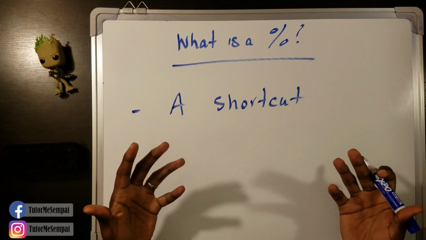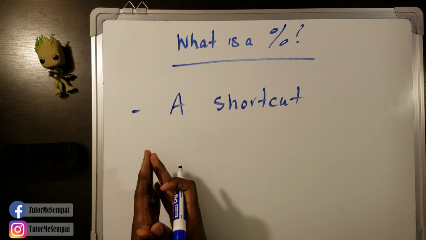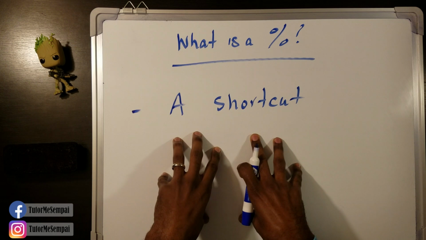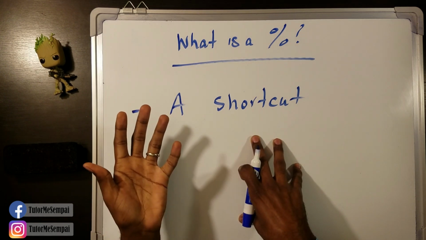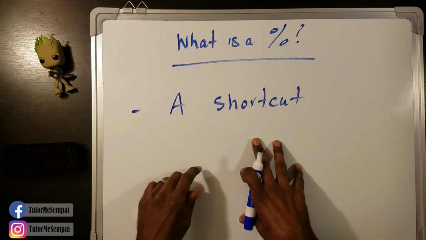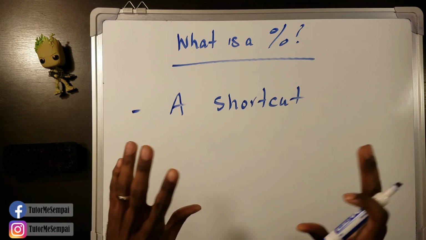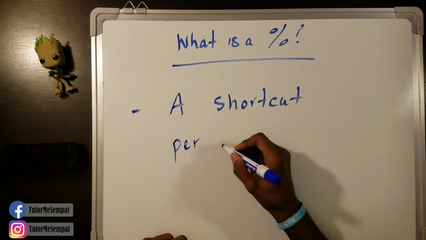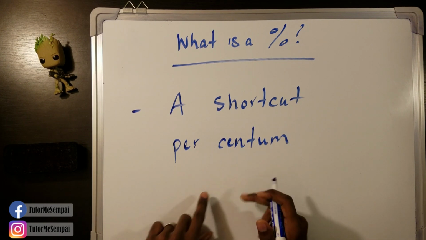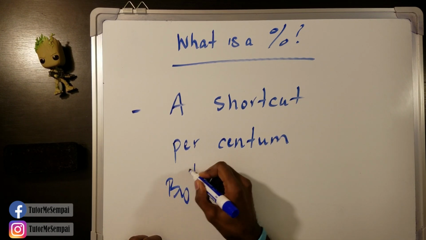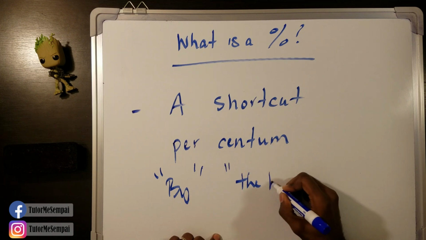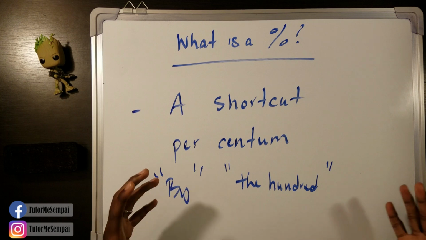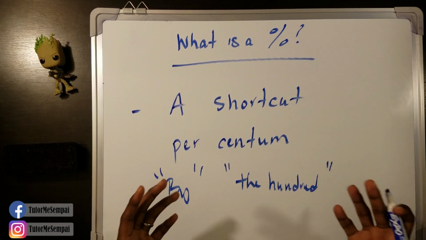Now, a shortcut to what? Well, I just said if you already know what a fraction is, you already know what a percent is. So we can assume that it's a shortcut for some sort of fraction. And if you assume that, you will be correct. But first, let's break down what a percent means. Percent actually comes from a Latin word, percentum. Per is "by," and centum is "the hundred." So by the hundred. That is the Latin word percentum, and where we get percent from.